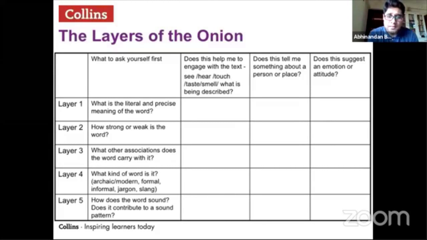Does this help me to engage with the text? So what am I able to see, hear, touch?